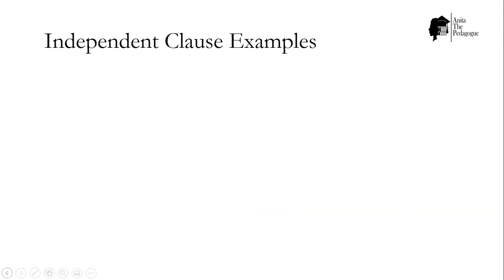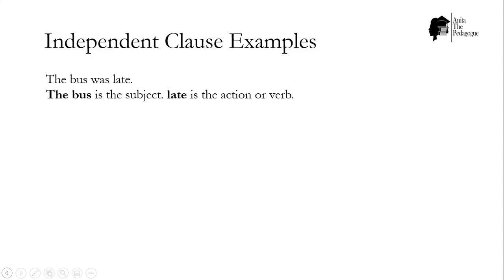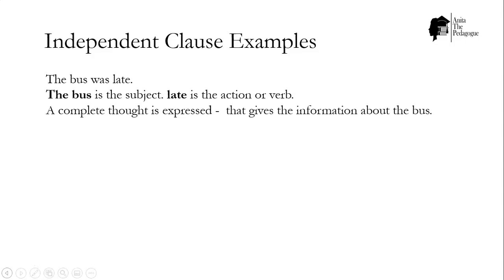Let's move on and take some examples of independent clauses. The bus was late. The bus is the subject, late is the action or verb. And it expresses a complete thought. It gives the information about the bus. So let's take a look at our next example.